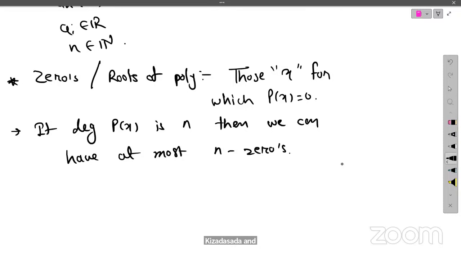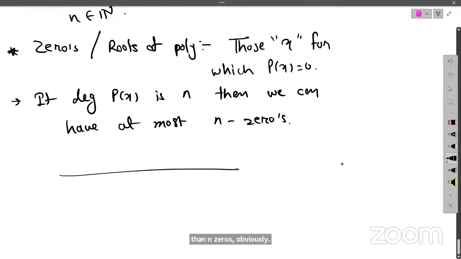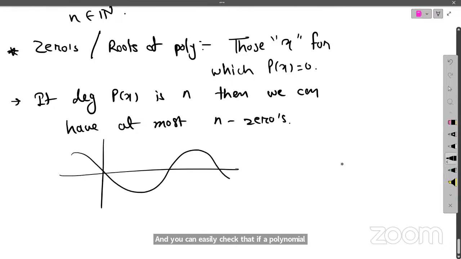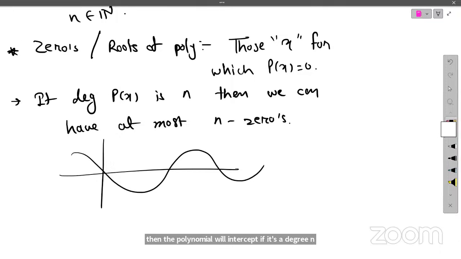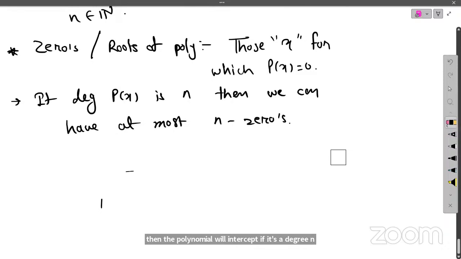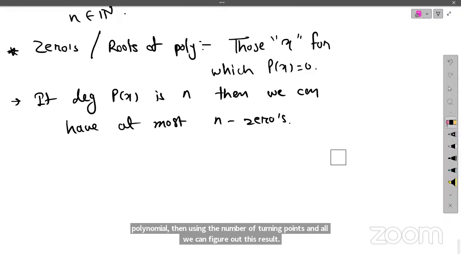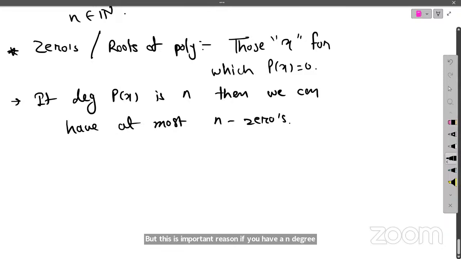If a polynomial is of degree n, then we cannot have more than n zeros. And you can easily check this, using the number of turning points and all, we can figure out this result. But this is an important result. If you have an n degree polynomial, then that polynomial can have at most n zeros. Okay, so that's about zeros.